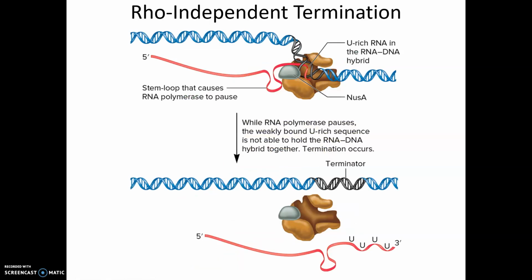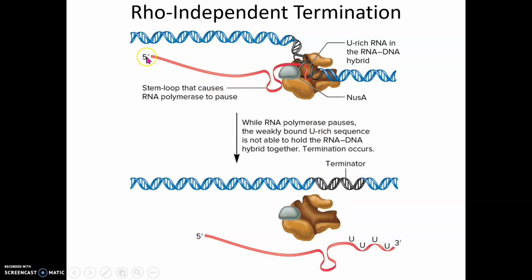Okay. The other one is Rho-independent. Now, Rho-independent doesn't require a Rho, hence it's Rho-independent. But it requires nucleotide sequences. So one is a uracil sequence. And then the uracil sequence has a complementary sequence that can cause polymerase to pause. So what happens that causes it to pause?